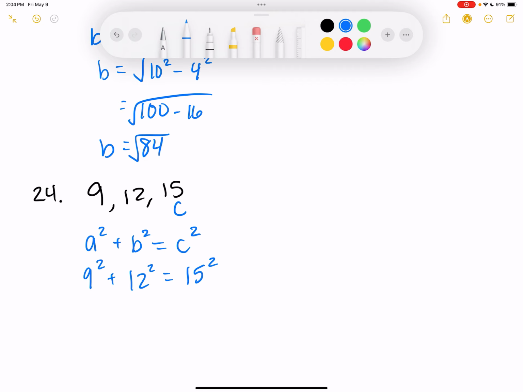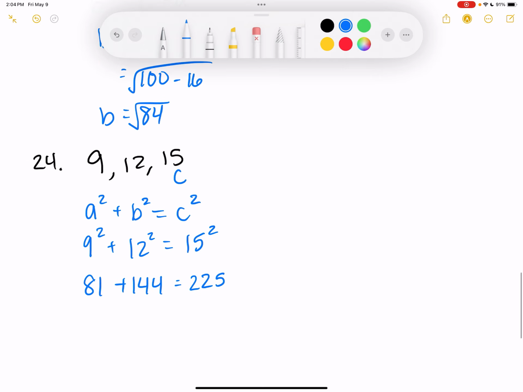What's 9 squared? 81. What's 12 squared? What's 15 squared? 225. What's 81 plus 144? 225 equals 225. So this is a right triangle.